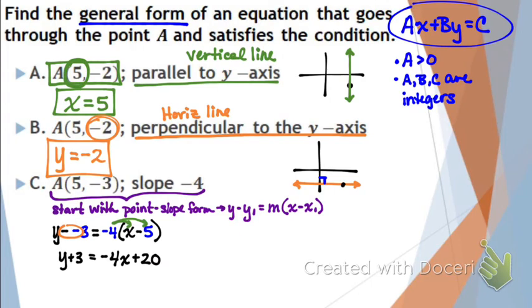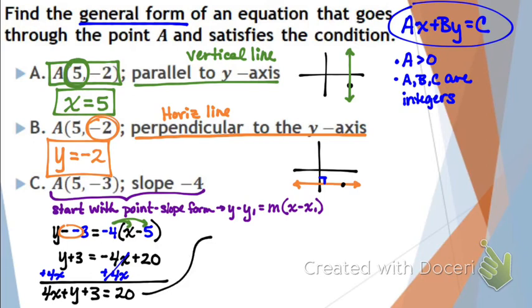What do I need to put this into general form? What needs to be the case? Not y on its own, that'd be slope-intercept form. I just need x and y together. Since I know I want my leading coefficient to be positive, I'm going to add 4x to both sides. 4x plus y plus 3 equals 20.